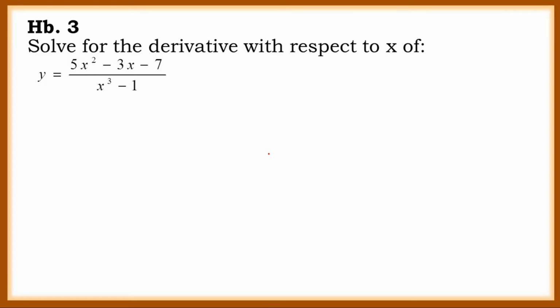Solve problem number 3. We have to get the derivative with respect to x of y is equal to 5x squared minus 3x minus 7 all over x cubed minus 1. Quotient rule of differentiation, we have to let u be our numerator and we let v be our denominator.